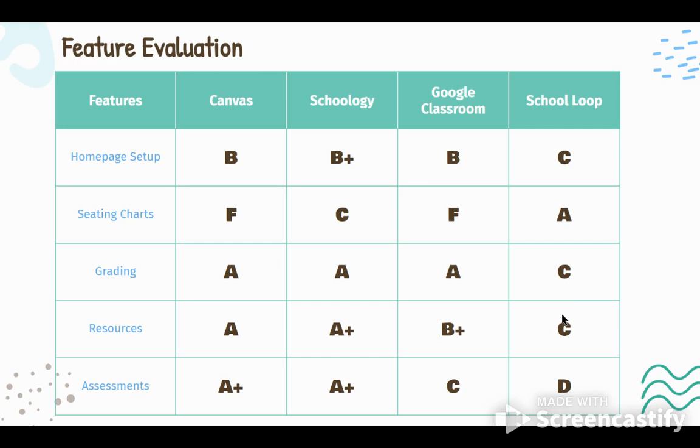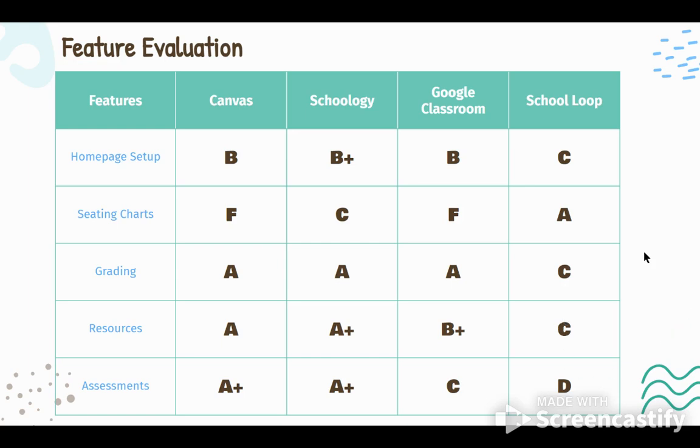As for initial homepage setup, Canvas and Schoology are as simple as using any document editing software. Your mileage may vary depending on how complex you want to get. Google Classroom doesn't really even have a homepage setup, so it's kind of automatically set up for you with little customization. School Loop has a type of block editor not dissimilar to Google Slides or EduBlogs. Again, it just depends how simple or complex you want to get.